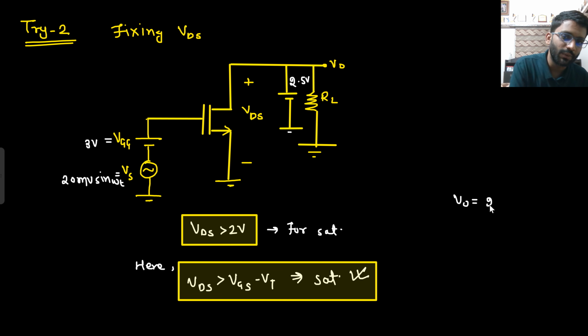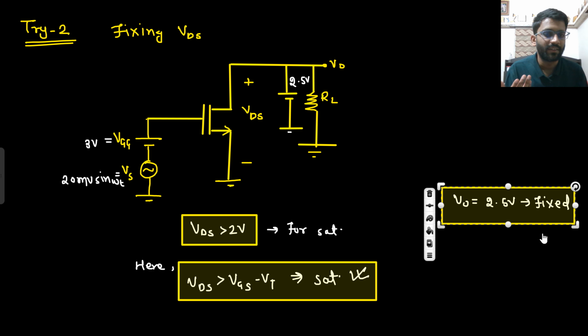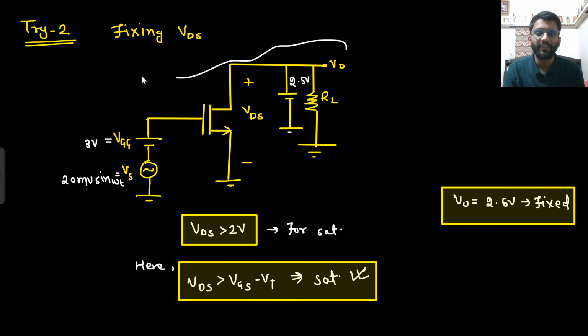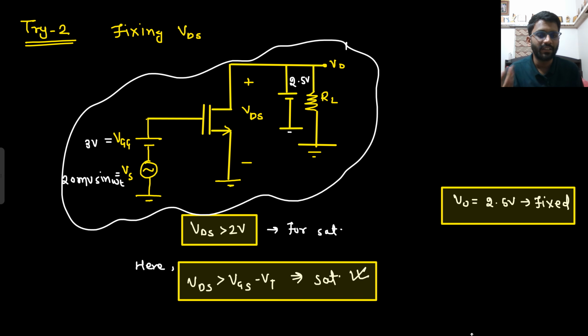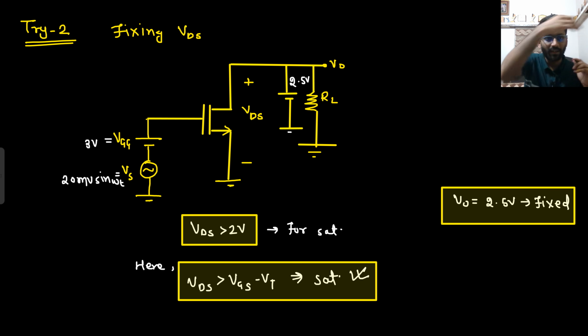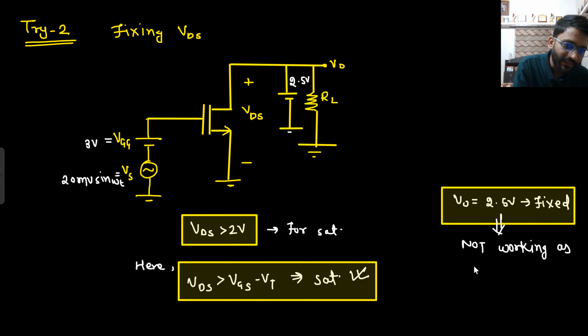V naught is equal to 2.5 volt, which is fixed. Output is fixed, bro. But you needed the MOS as an amplifier. So how are you saying that it is working as an amplifier? If output is fixed, how is it an amplifier? Output is fixed. That means it is not working as an amplifier. So this biasing is also not considered. This biasing is also wrong.